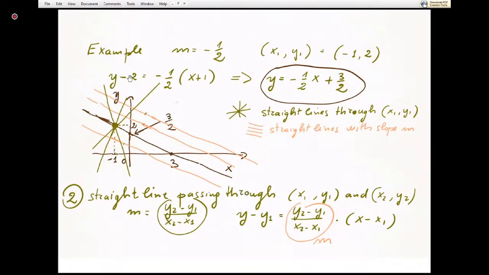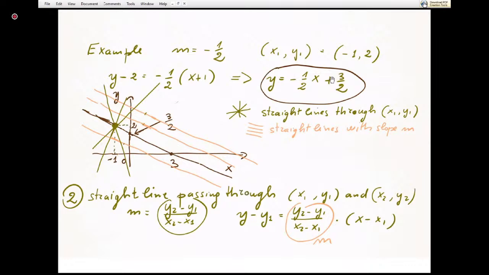Okay? Put them into the equation. y minus y1, y minus 2, is equal to m, the slope, times x minus x1, that is times x plus 1. Rearrange the terms and you get y is equal to minus 1/2 x plus 3 over 2. In this way we have written the straight line emphasizing the slope and the intercept. 3 over 2 is the intercept.